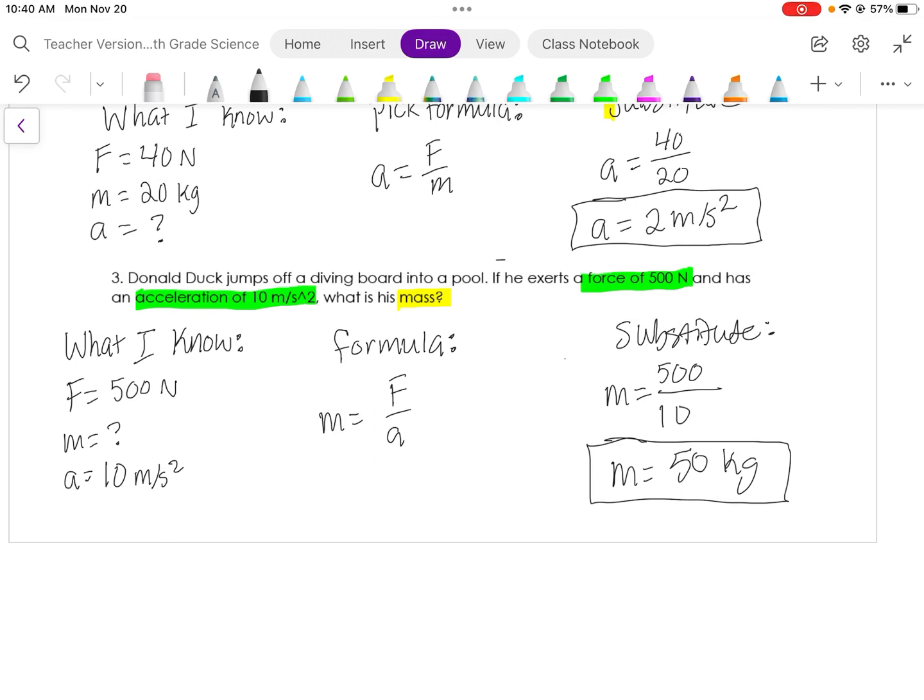So I hope this helps you with learning target 3. I can solve problems using Newton's second law, calculating force, mass, or acceleration.